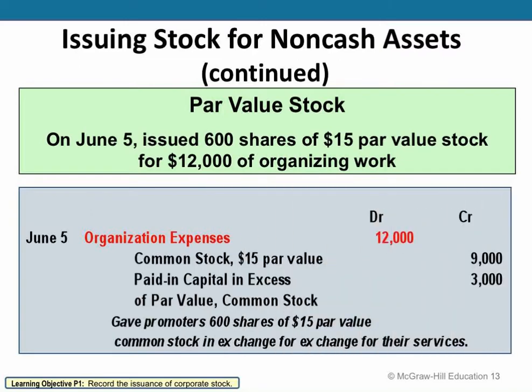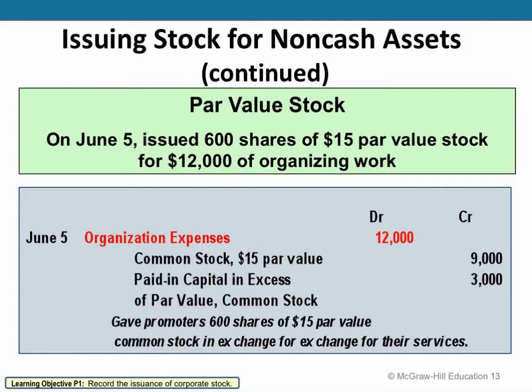So in this example, if we issue for non-cash assets, specifically here what we're doing is labor. So this is going to be kind of sweat equity financing, where we may not be given cash or we may not be giving land or property, but we're giving our time. So what we're going to do is issue 600 shares of $15 par value stock, and then we're going to ask for $12,000 worth of organization expenses, so of labor.